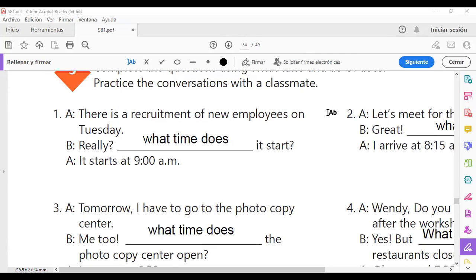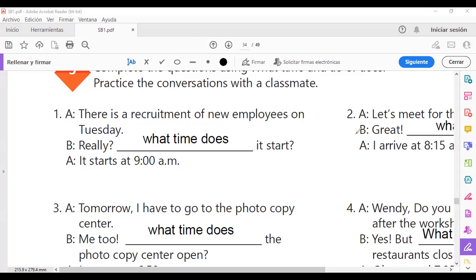There is a recruitment of new employees on the Thursday? Let's see. There is a recruitment. Hey, what's the meaning of this word before continuing? What does this word mean? Recruitment. Reclutamiento. All right, very good. About what? New employees, right? New employees.